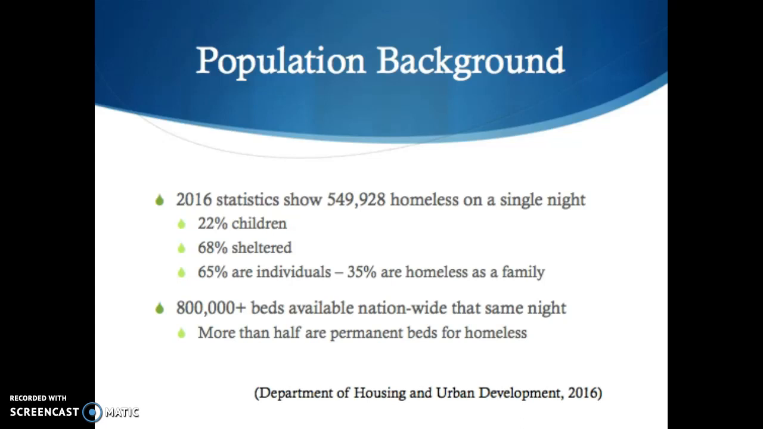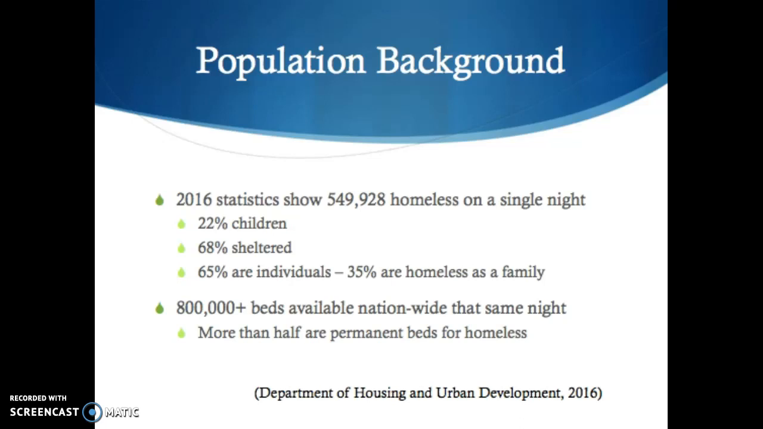About 68% were sheltered, whether in a temporary shelter, some sort of emergency shelter, or permanent homeless shelter of some nature. The remainder were basically on the streets or without shelter that evening. What's interesting is that there were about 800,000 beds available nationwide on the same night, and more than half of those are permanent homeless beds. So there was a significant number of beds available. However, the numbers obviously don't quite match up with where those beds are and where the homeless populations are, so there's a little bit of a mismatch there.